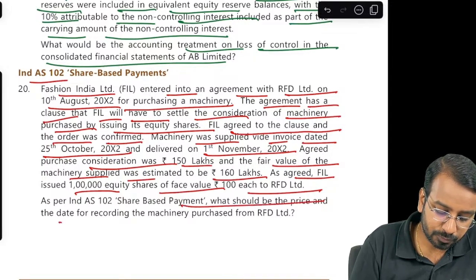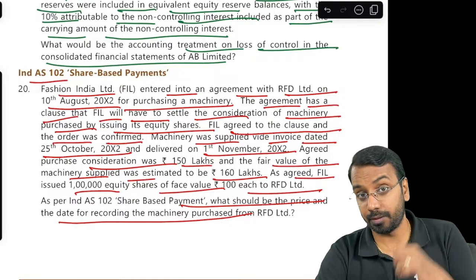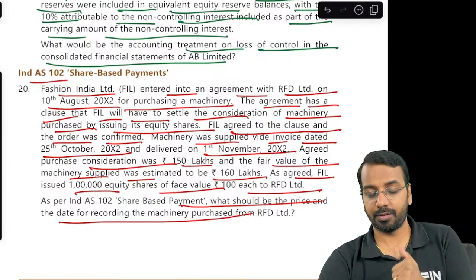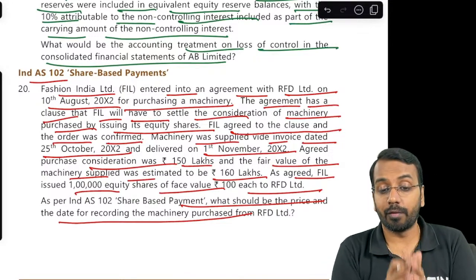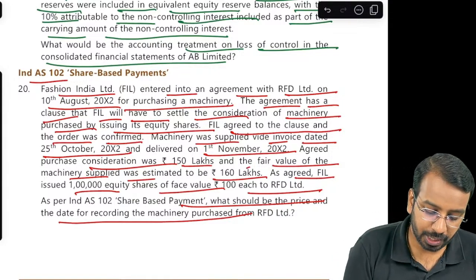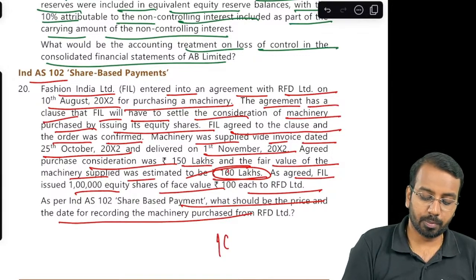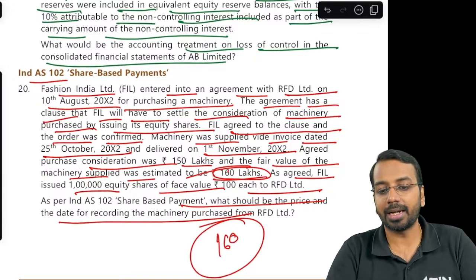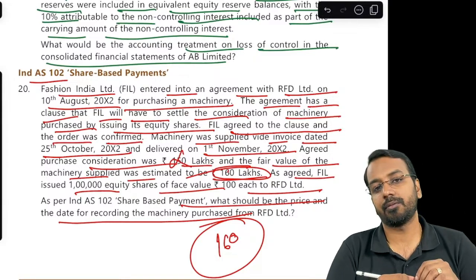What should be the price for recording the machinery? So now we know, whenever we are purchasing goods or services from non-employees, right? So not services from employees. Whenever we are purchasing goods or services, the idea should be to value the item which is acquired at the fair value of the item which is procured, which is 160 lakhs. So you will recognize the transaction at 160 lakhs only. You will not recognize this at 150 lakhs.